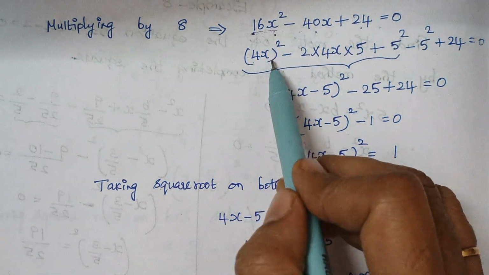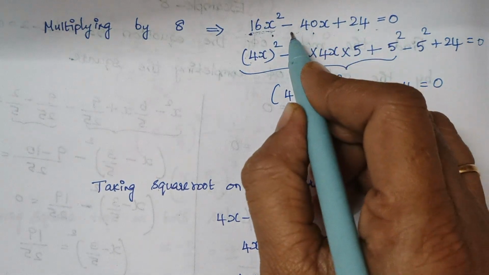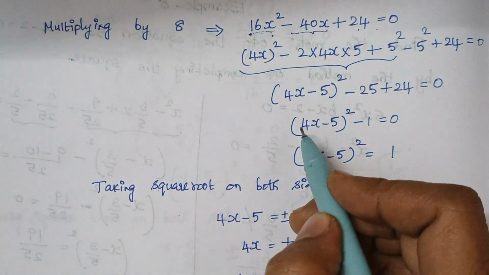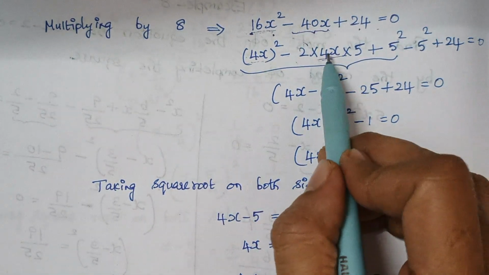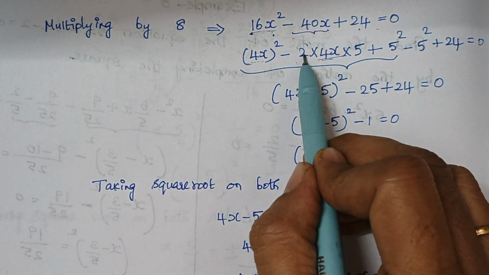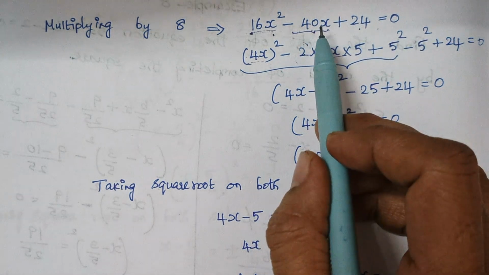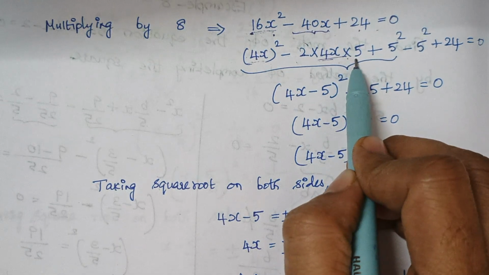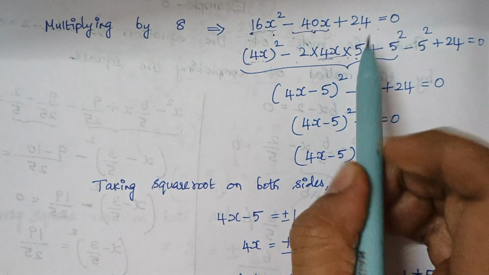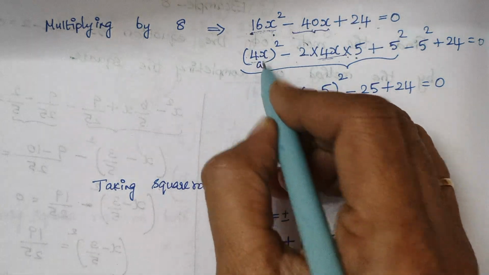Therefore here 4x the whole square. Now this term is 2ab. So 2 into what is a? It is 4x. So 4 2s are 8. So what is to be multiplied to make 40? That is 8 5s are 40. So here we are multiplying this term by 5. Am I making it clear? Because here the value of a is 4x.